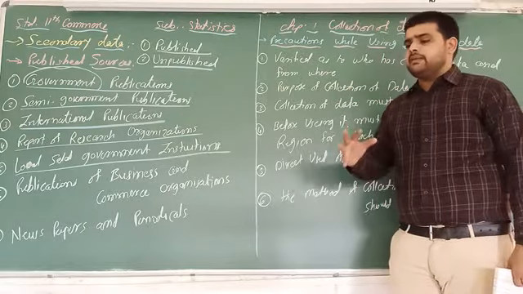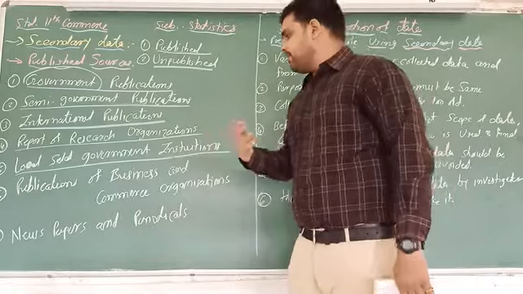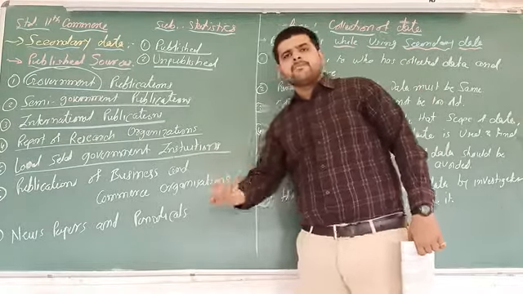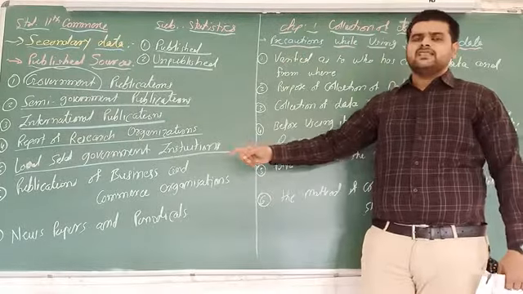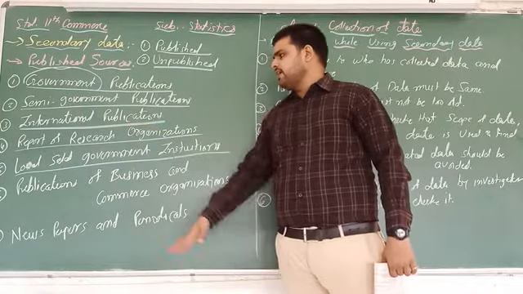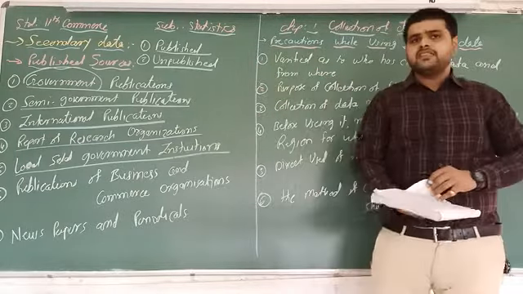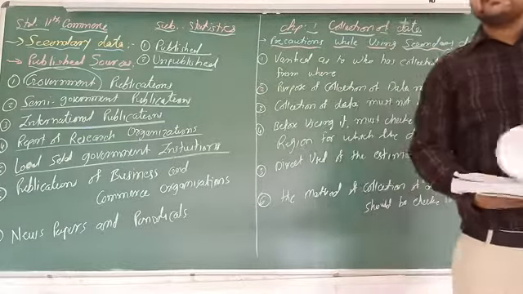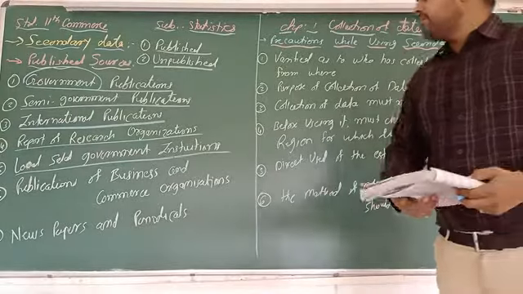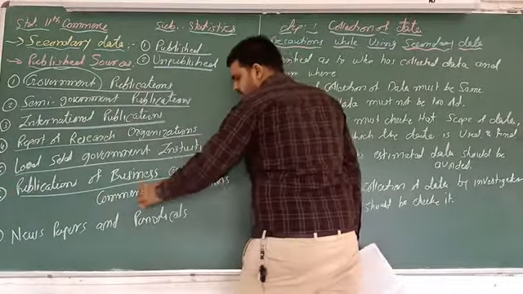Whatever particular bodies there are that publish their annual reports in front of the public, and that researchers collect information from, are called local self-government institutions. So this is number 5. Next, number 6, that is publication of business and commerce organizations.